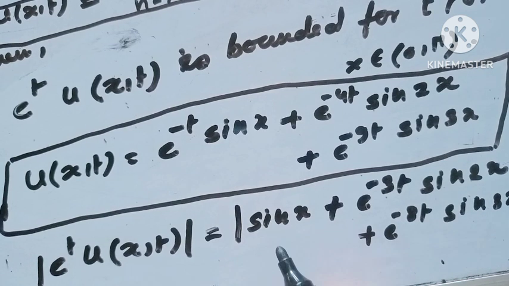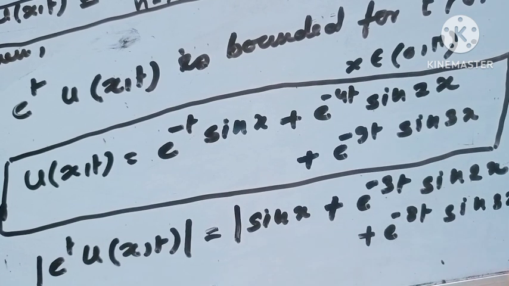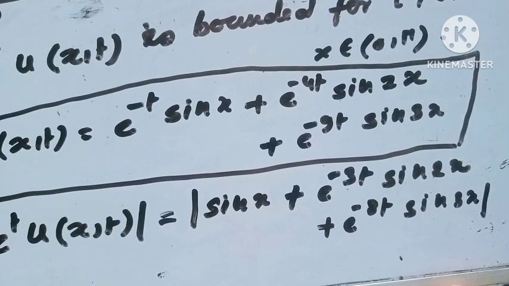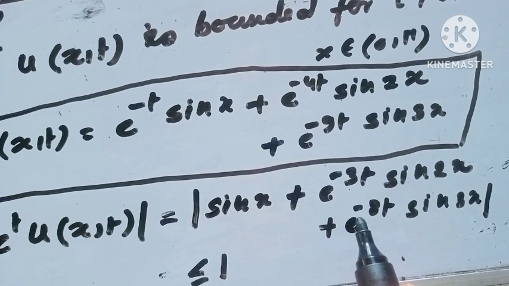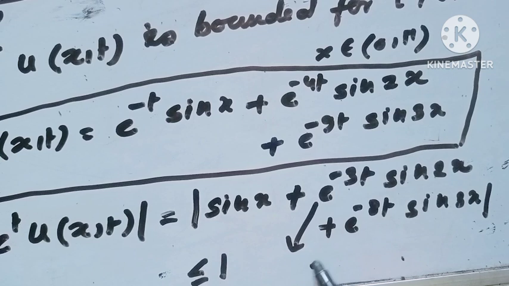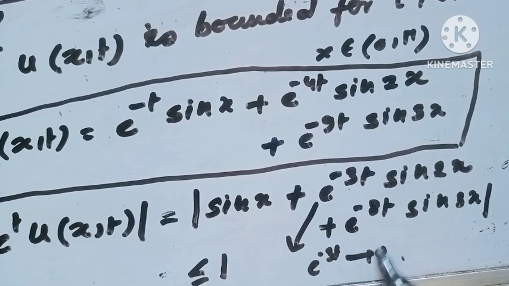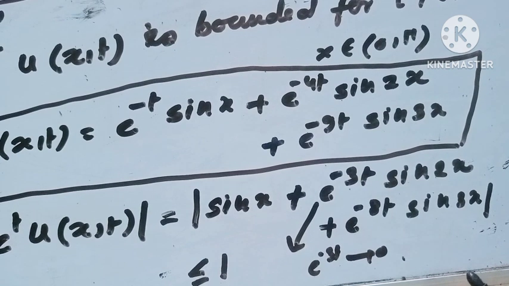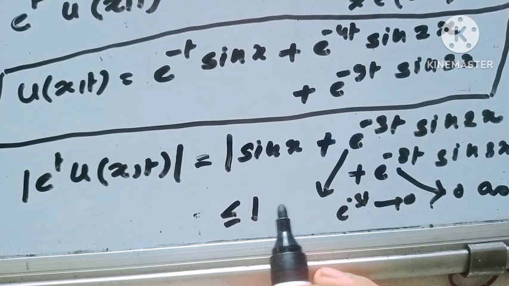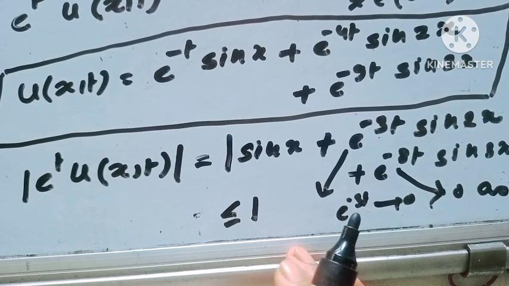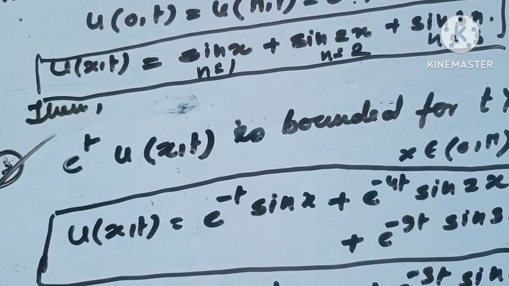And obviously for all t greater than 0 and x belongs to (0, pi), this value mod sin x is less than or equal to 1, and as t goes to infinity e to the power minus 3t goes to 0. Also this value goes to 0 as t goes to infinity. So e to the power t u(x,t) is always less than or equal to 1. So this is bounded. So option 3 is also a right option.